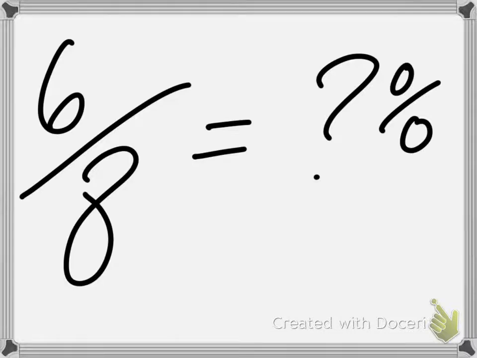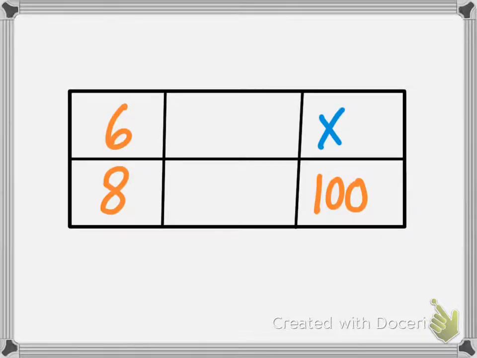6 over 8. I need to get this to be over 100, right? Can I go from 8 directly to 100? What do we think? Remembering last chapter, can I go from 8 directly to 100? Yeah, I can't go from 8 to 100. Nothing times 8 will give me exactly 100. So I'm going to use a ratio table here.